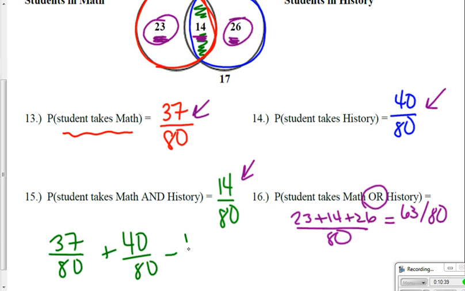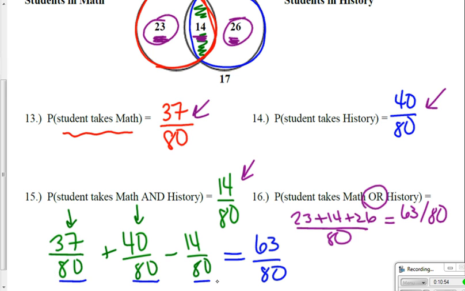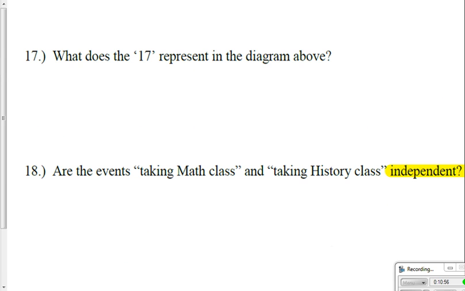And then let's subtract off the people who do both, because those 14 people were included in both of these groups, and we only want to count them once. That would also equal the correct answer of 63 out of 80. Okay, so remember this idea of adding together both groups and subtracting off the overlap, because that's a key idea that's coming up in a formula.